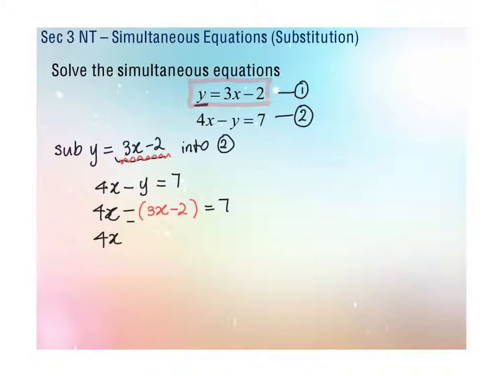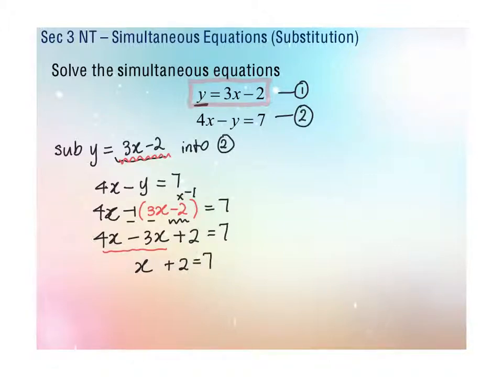So this is minus times 3x, so minus 3x. Don't forget that the term at the back also needs to be multiplied. This is actually minus 1, so I need to multiply a negative 1 to the second term. Negative times negative will become positive, 1 times 2 is 2, equals 7. Then we'll try to solve this equation. Now 4x minus 3x gives you x. And I have x plus 2 equals 7.